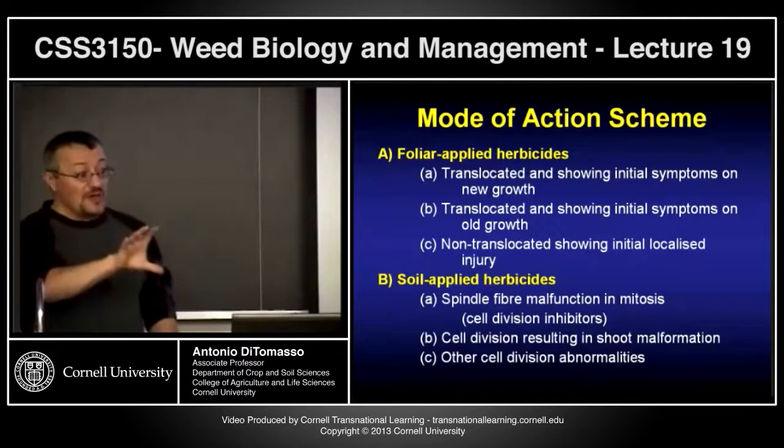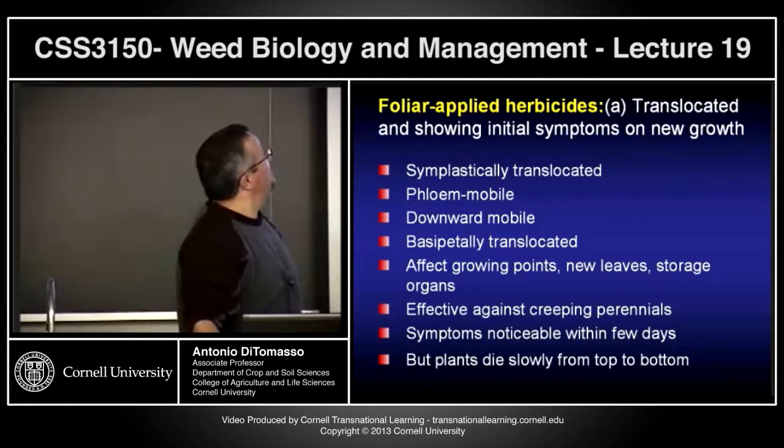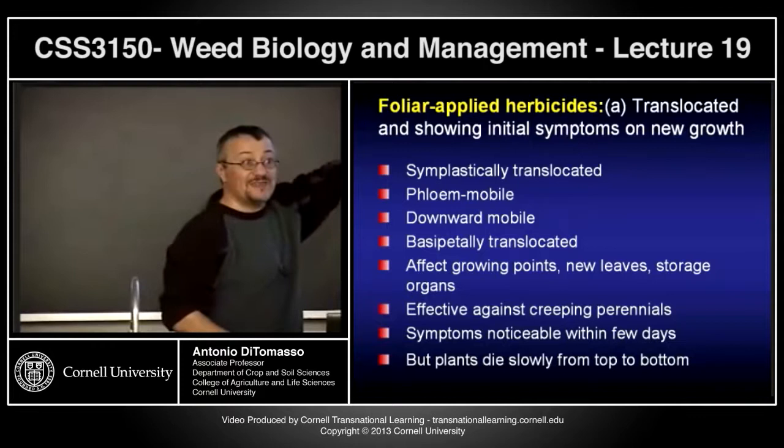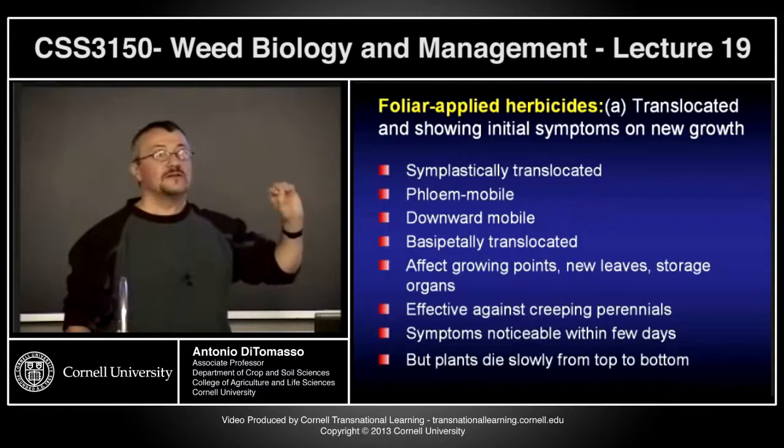We're going to take the various herbicides, examples, the various modes of action and go through each. So we're going to start off with foliar-applied herbicides that are translocated and show initial symptoms on new growth. I'll take each of these categories and give you some general characteristics. This is in your notes, maybe not in this format, and then give you examples. What are the examples of herbicides that fit in here, and what is the mechanism of action, a little more precise physiologically, what's going on?